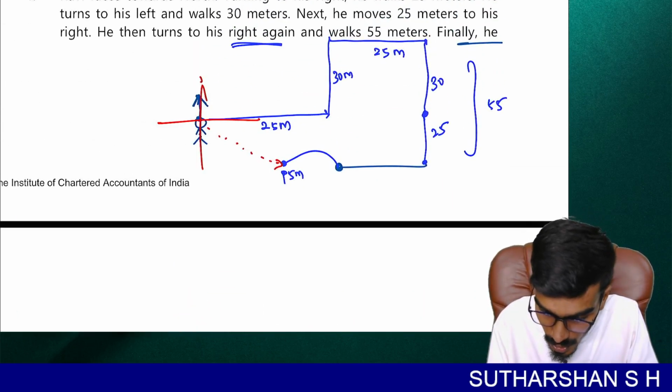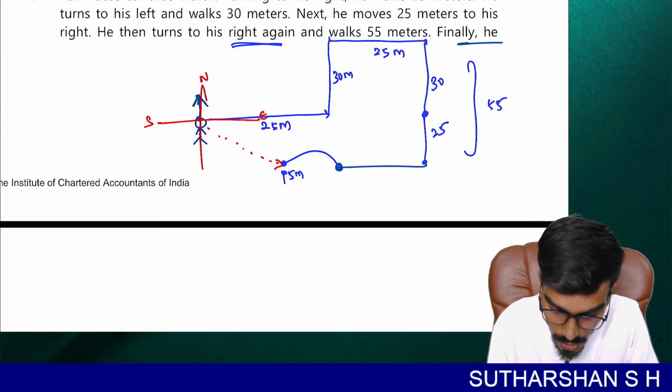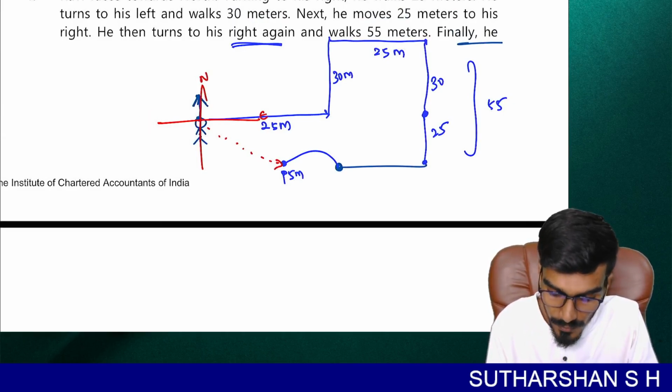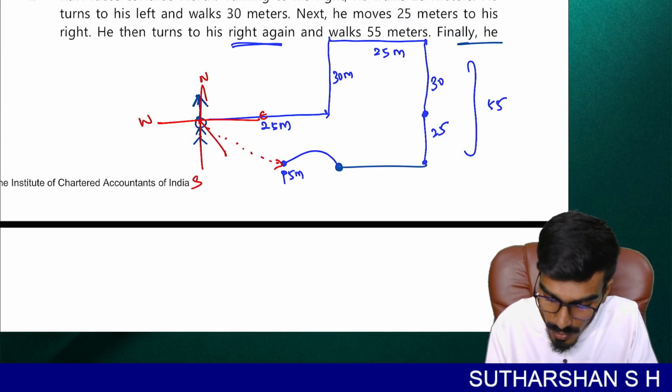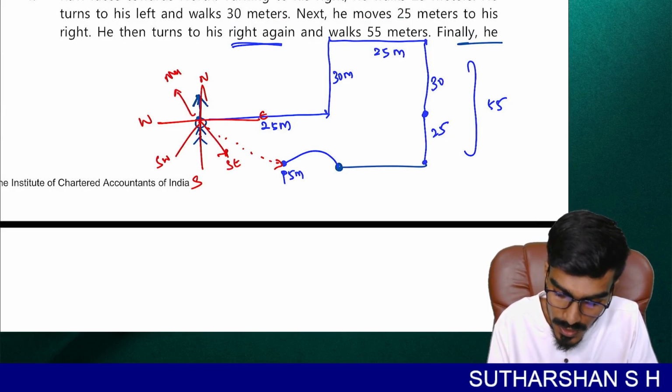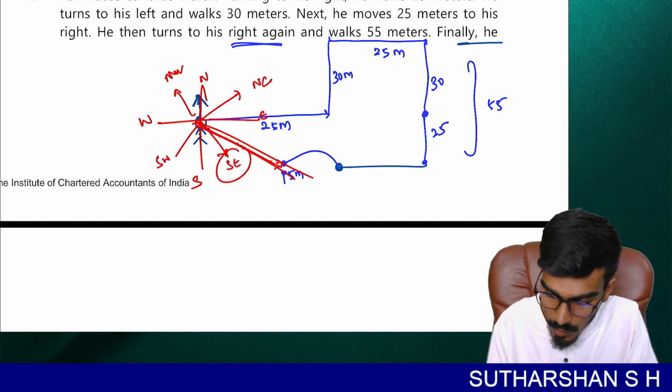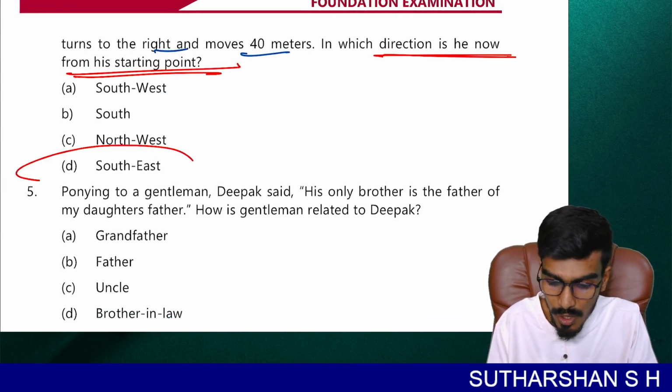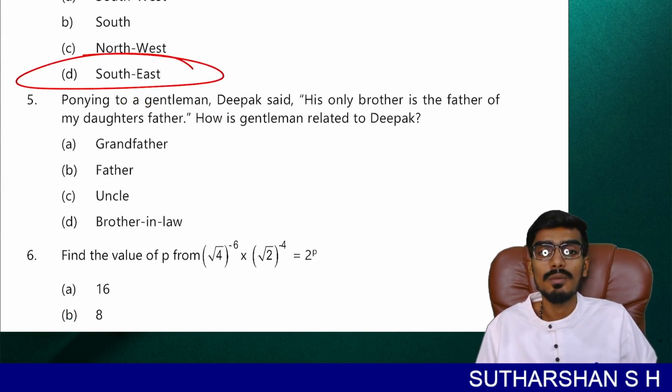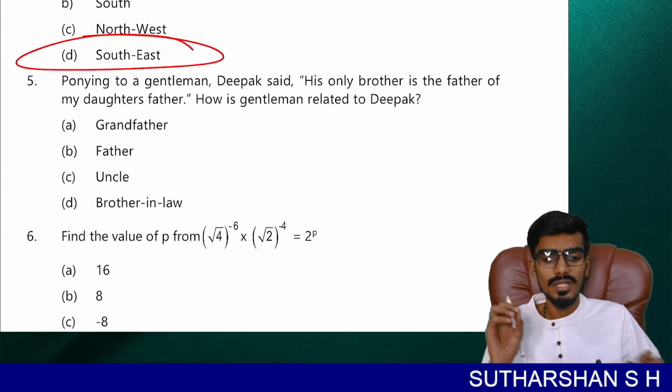See, north, east, south, west. This will be your southeast, southwest, northwest, and your northeast. Now in which direction is he? Southeast. So the answer is option D, guys. Now come to question number 5. What is question number 5?